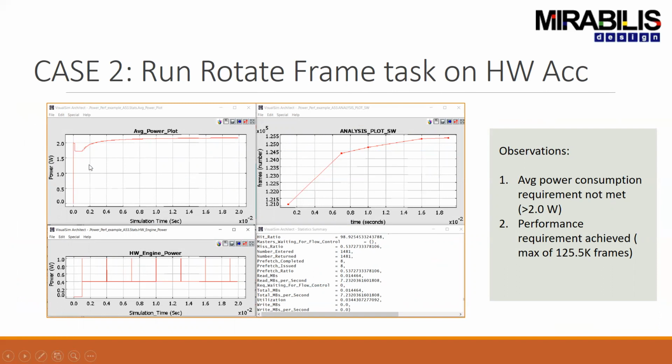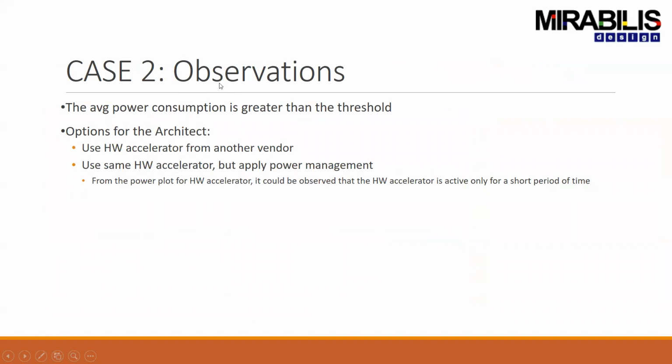After running the simulation, we could see the power consumption is going above 2 watts for the SOC, which is not satisfying the requirement. But at the same time, the performance of the system is improved considerably. The max performance that we can see here is 125,000 frames per 20 milliseconds, which is very much satisfactory. But at the same time, the power consumption is not below 2 watts. So the observation that has been made is that the average power consumption is greater than the threshold that we have defined.